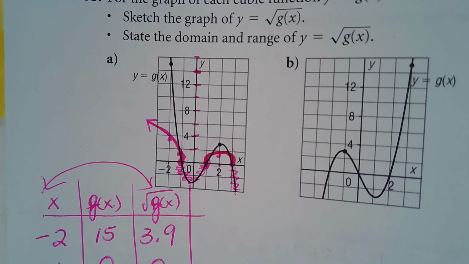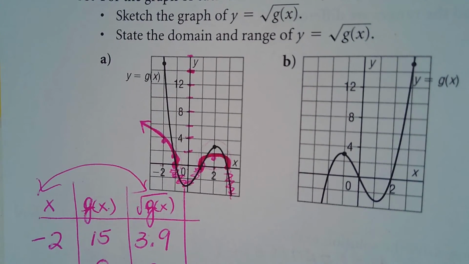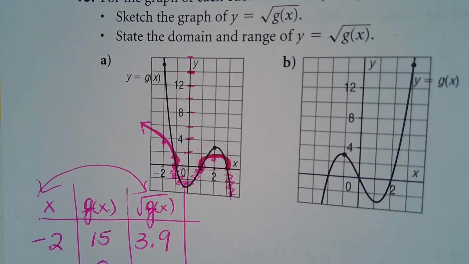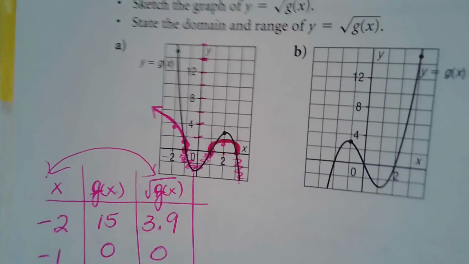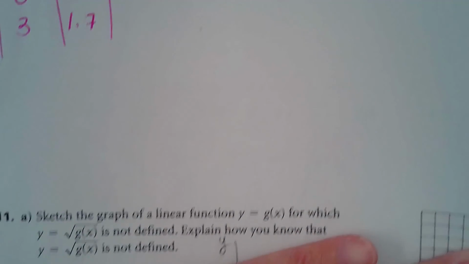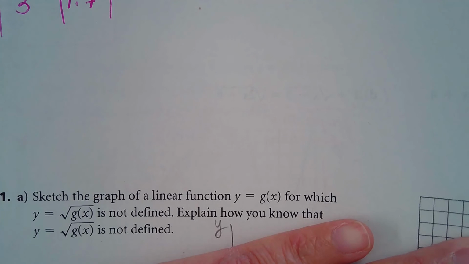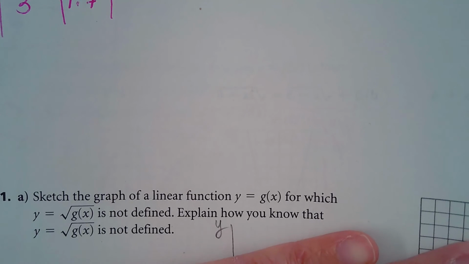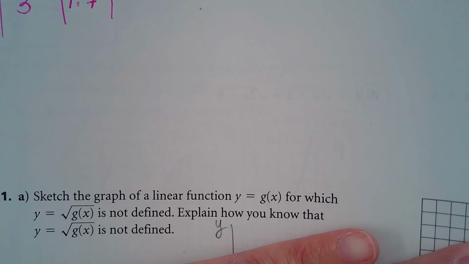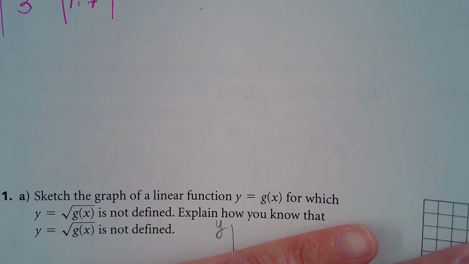Did you try 11? Sketch the graph of a linear function for which the square root of g of x is not defined. So can you think of a sketch or a graph of a linear function where it is completely not defined everywhere?